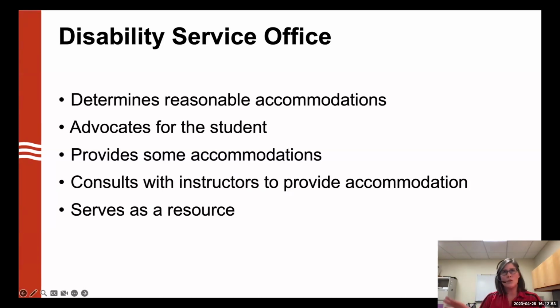So you don't absolutely have to have documentation to receive accommodations, but it does help. It makes things go a lot faster, and then you're not waiting in line to get them.